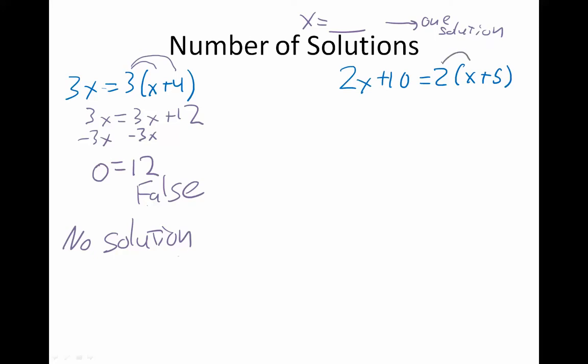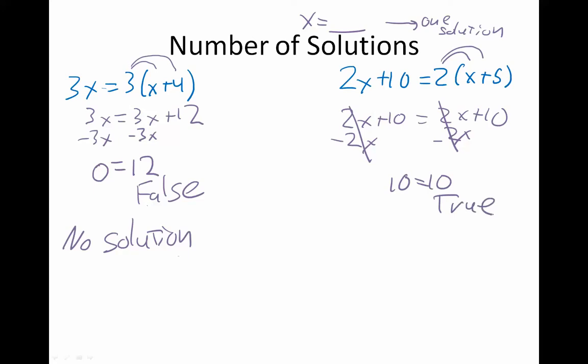Now this one on this side is actually going to turn out different. We're going to distribute the 2. We're going to get 2x plus 10 equals 2x plus 10. If you notice that those things are the same on both sides, well, what's going to happen when I subtract 2x? That cancels, and I get 10 equals 10. This is true. 10 is, in fact, 10. But my variable disappeared, so I don't know what x equals.